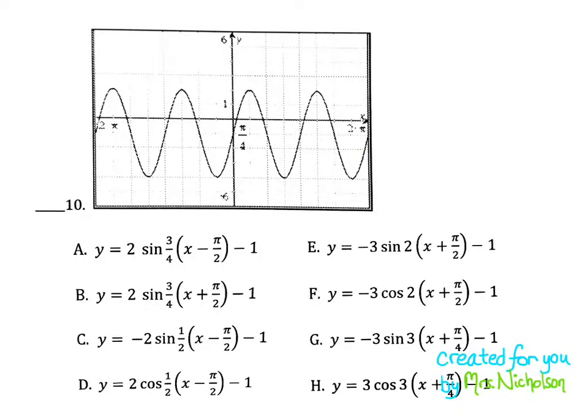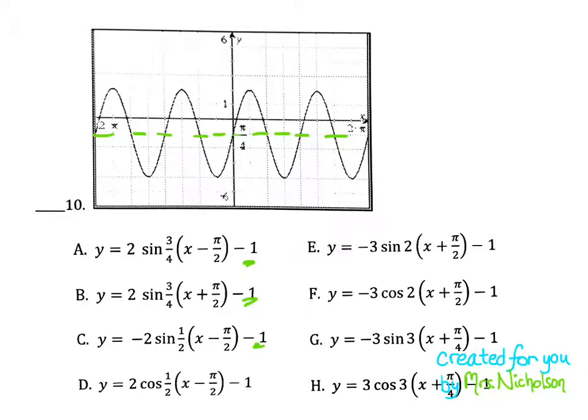All right, on the next page, we've got some matching where we're trying to look at the graph and match it to an equation. The first thing that I like to do on these is to identify the middle line of the graph. And in this case, it looks like the middle is right here at -1. Now, unfortunately, that doesn't help me narrow down my choices because all of the choices have a -1 at the end. So let's look a little bit further.